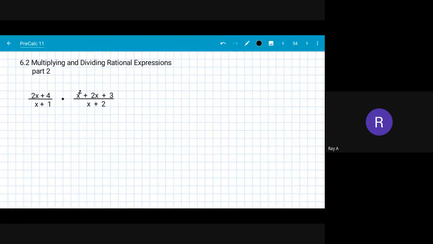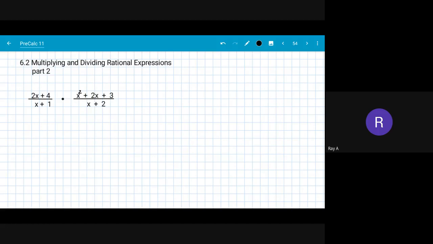So let's continue with 6.2. I'll be doing check your understanding number 3, the last one, for multiplying and dividing rational expressions. But before I do that, I'd like to talk about, again, a multiplication problem of rational expressions, wherein I'd like you to think about factoring first whatever you can factor in the numerator and the denominator before you begin multiplying.